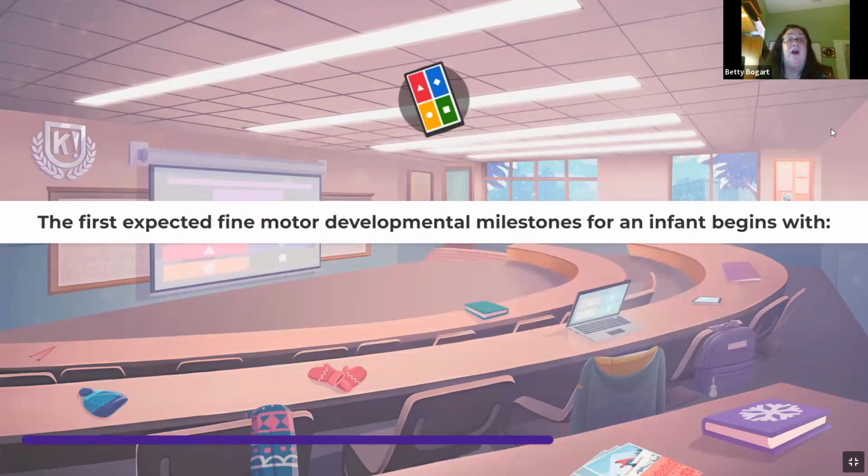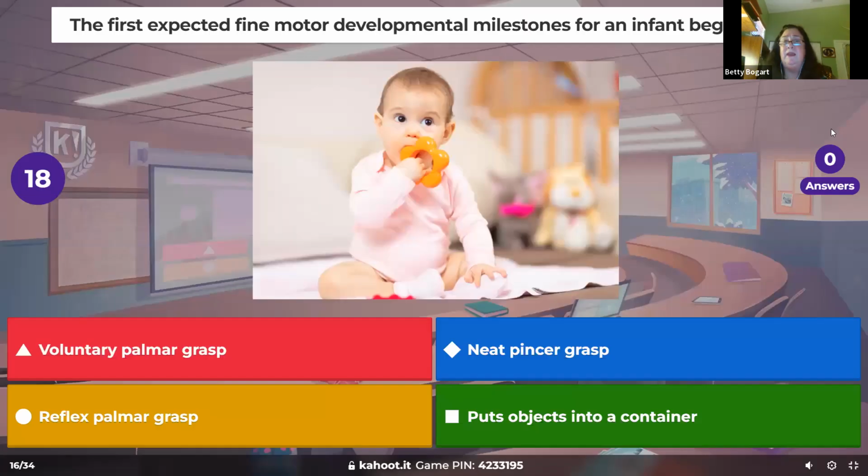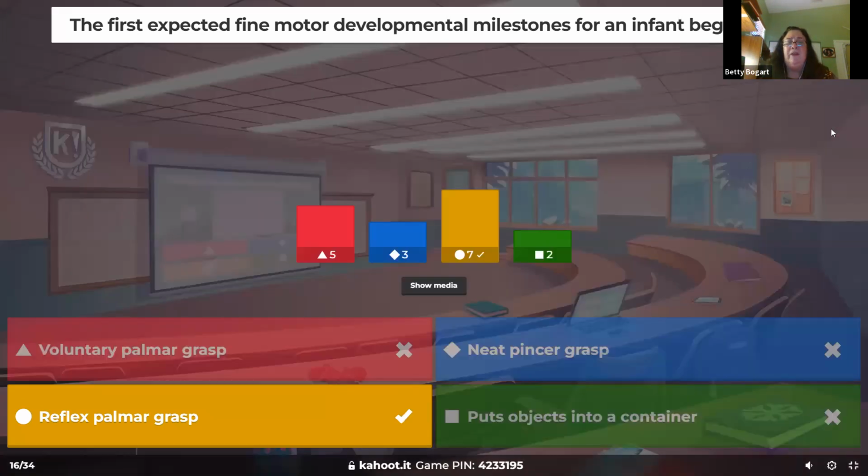The first expected fine motor development milestone for an infant begins with, remember, fine is fingers, right? So what do you think the first one would be? And it's going to be a reflex palmar grasp. Have you ever heard a newborn baby and the parent goes, oh, look, you just hugged my finger? You put your finger next to their hand and by reflex, it's their palmar grasp. And then you put something in their hand, it becomes voluntary.